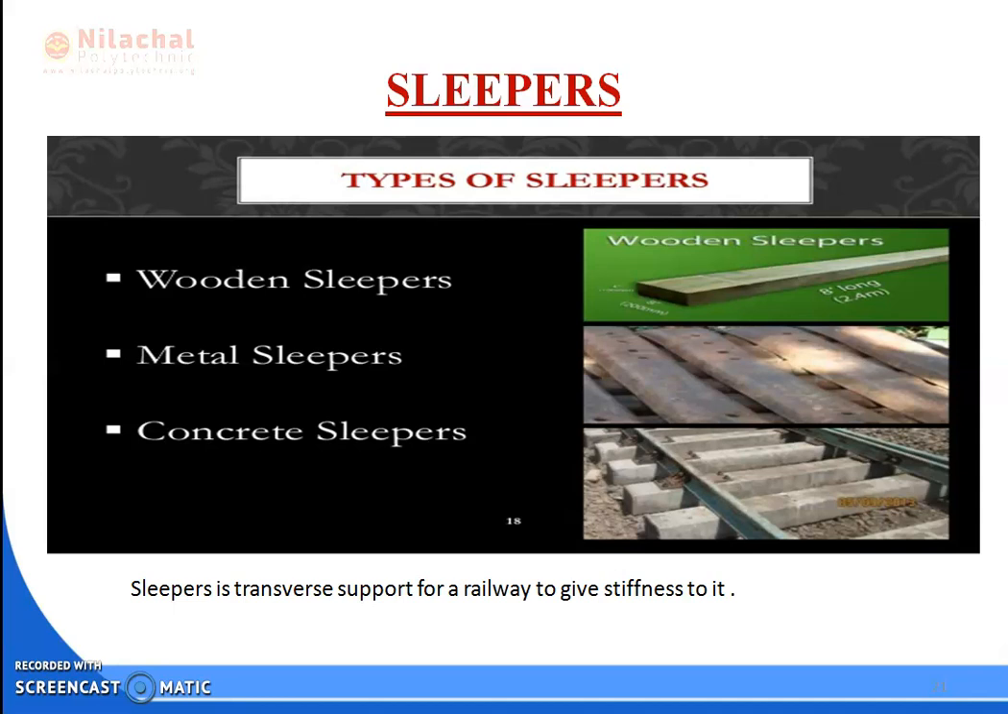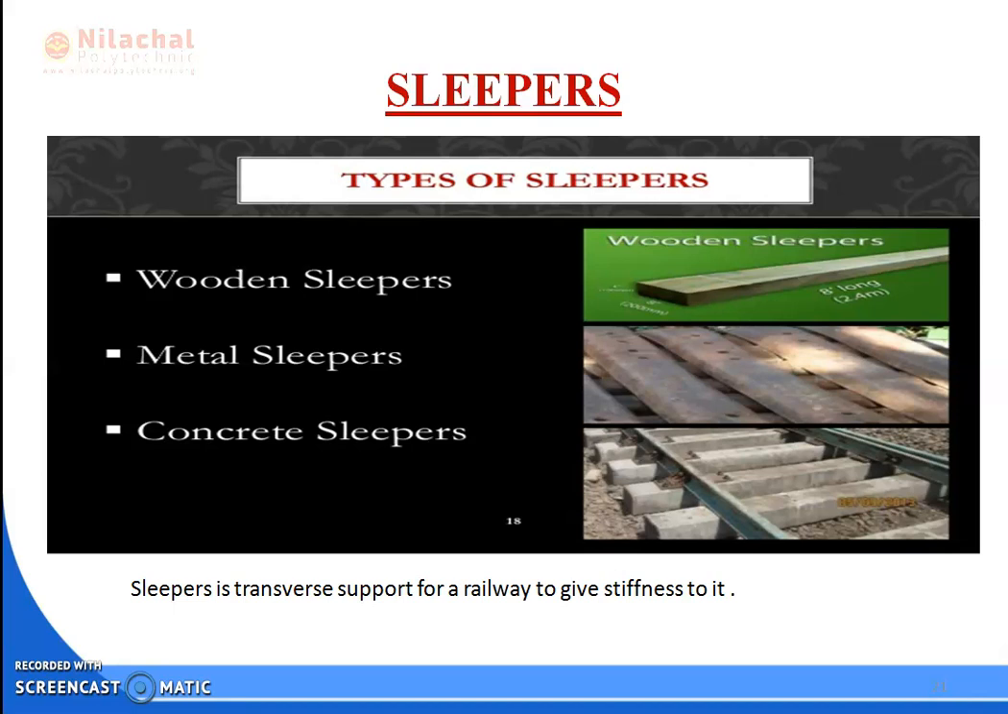So the life of wooden slippers depends on the quality of the timber used and its ability to resist decay, white ant and atmospheric action. So that's why wooden slipper is not used in India. Why? Because the wooden life is very less, and the lifespan depends upon the type of wood it is made of. And it also depends on the resistance to white ant and atmospheric action.